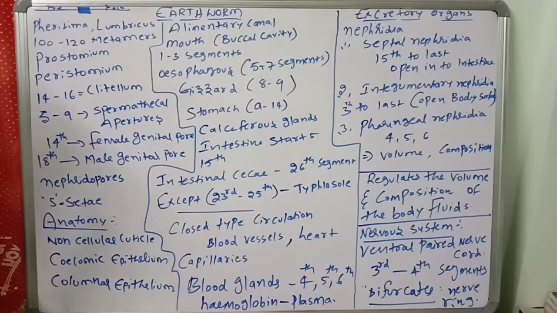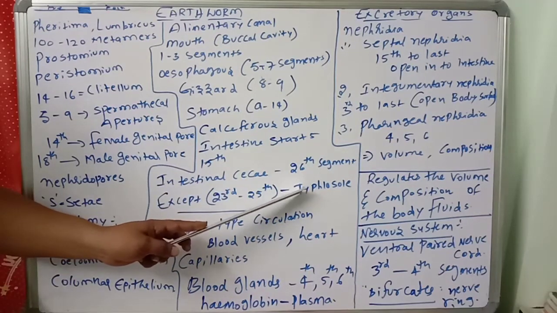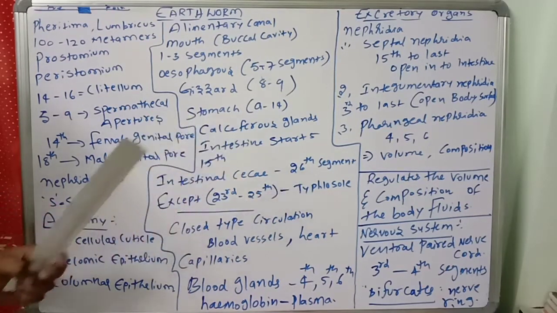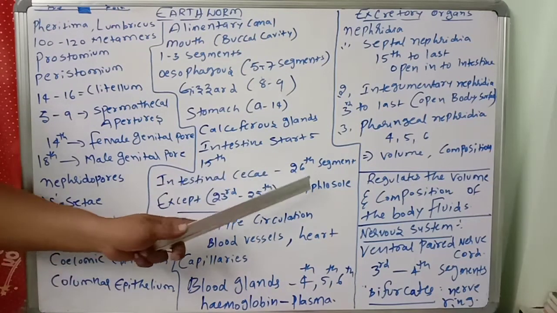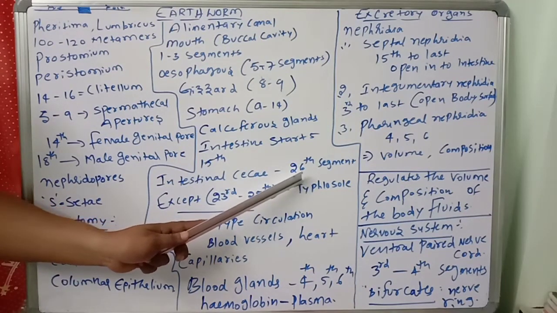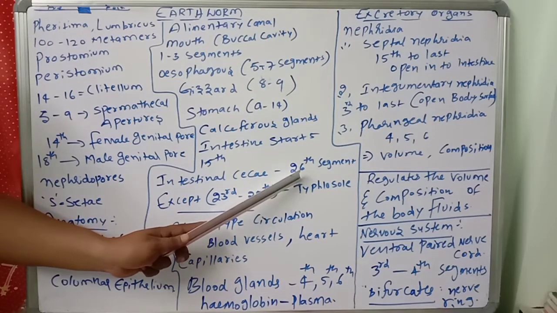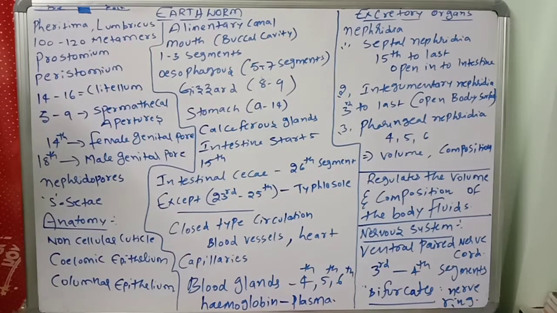After the 26th segment, except the 23rd and 25th, there is an internal median fold of the dorsal wall called the typhlosole. What is the use of it? It increases the surface area for absorption of the food. Next, the alimentary canal opens into the exterior by a small rounded aperture called the anus.